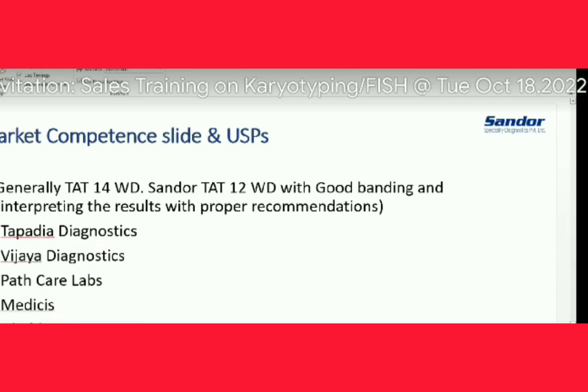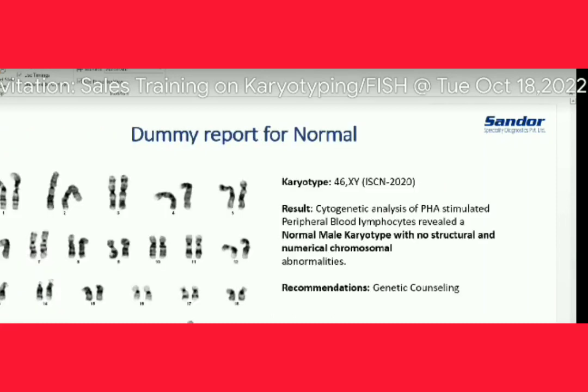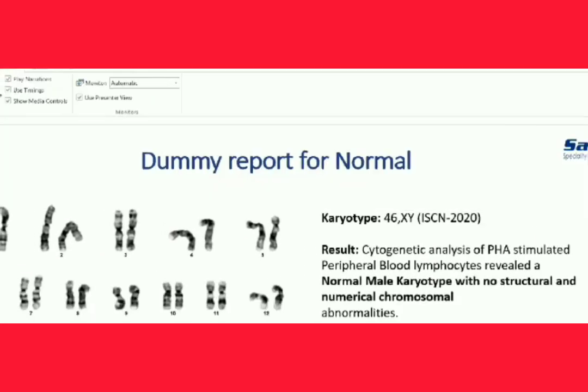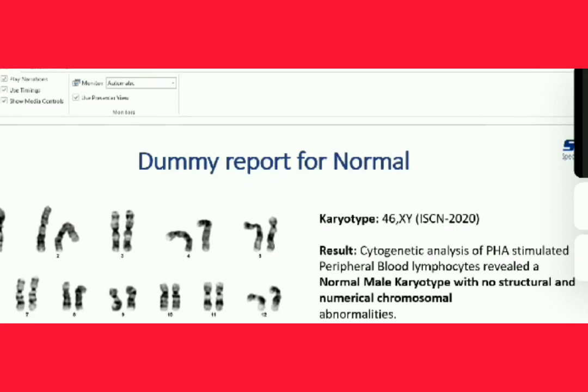But our report says, see, this is a general dummy report. I just prepared one normal report. If our karyotype says it's a normal 46,XY, we'll use the ISCN guidelines, the current guidelines, saying that this is the normal karyotype, and we'll recommend the result saying that in our PHA stimulated peripheral lymphocytes revealed a normal male karyotype with no structural or numerical chromosomal abnormalities. And this is a normal thing.